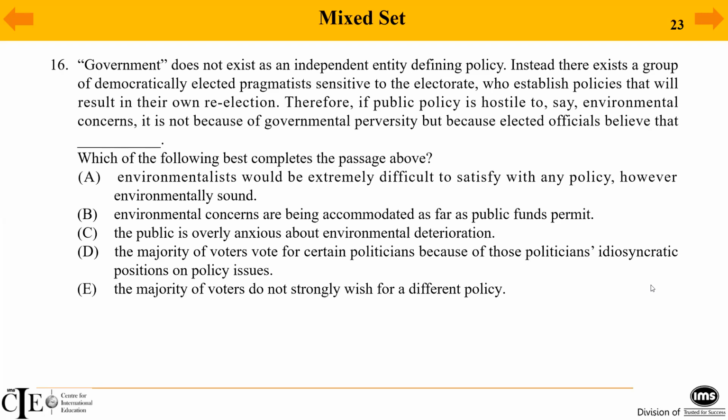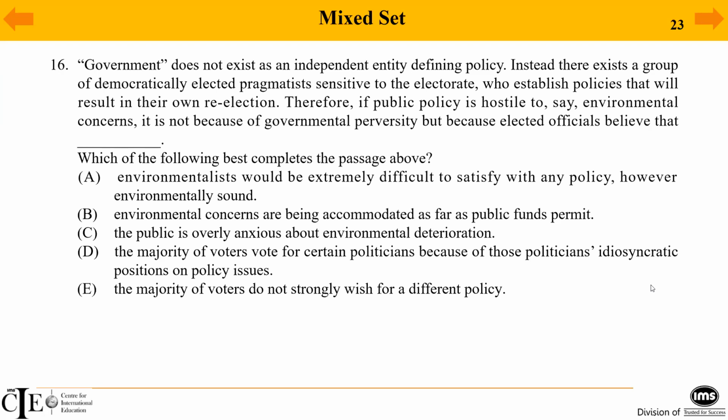So the second statement is the main point here. These people, the policy makers or the leaders, pragmatists, are very practical. They never spoil the chances of re-election. They don't go against the public's wishes. They are very sensitive to the electorate. That's what the middle part is. So if a public policy is hostile to environmental concerns, it is not because of governmental perversity. That means there is nothing bad on the government's part, but because elected officials believe that.